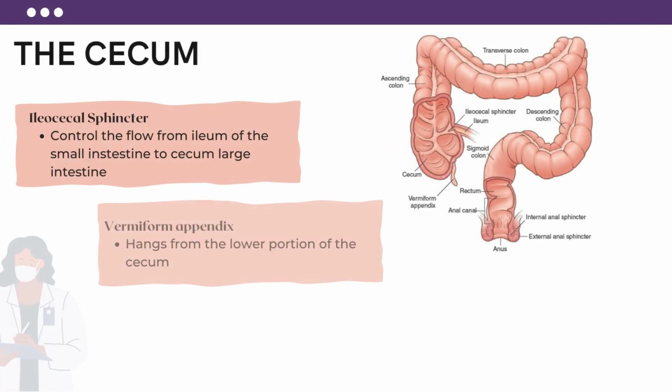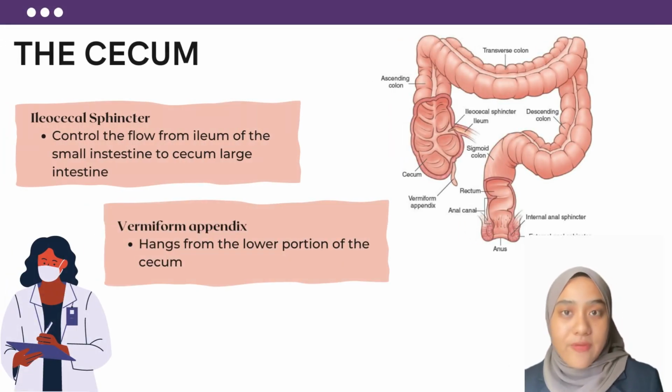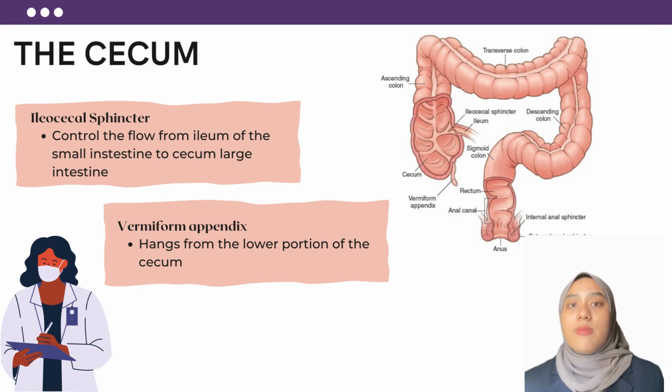The cecum is a pouch that lies on the right side of the abdomen. It extends from the end of the ileum to the beginning of the colon.